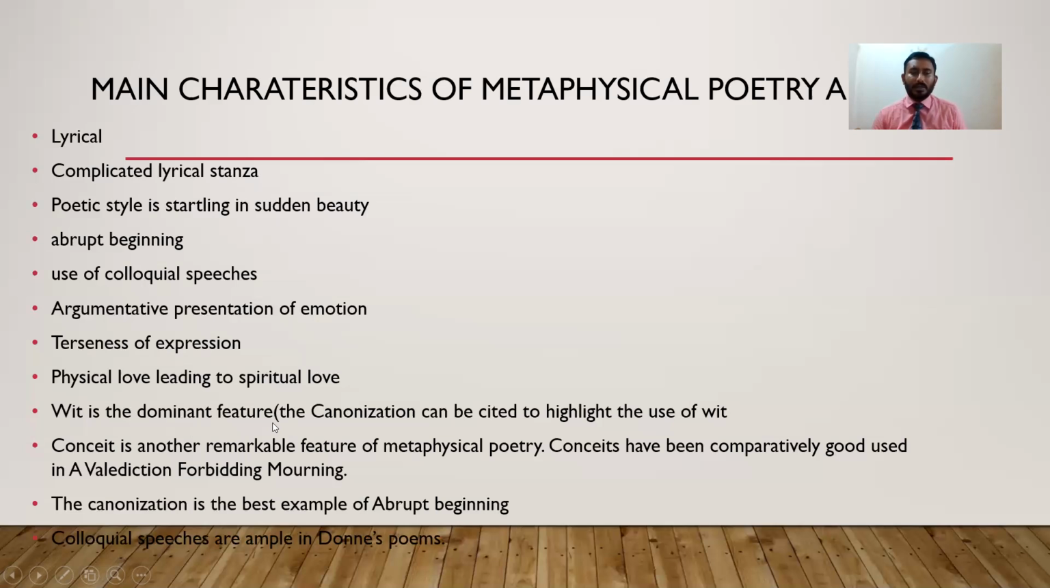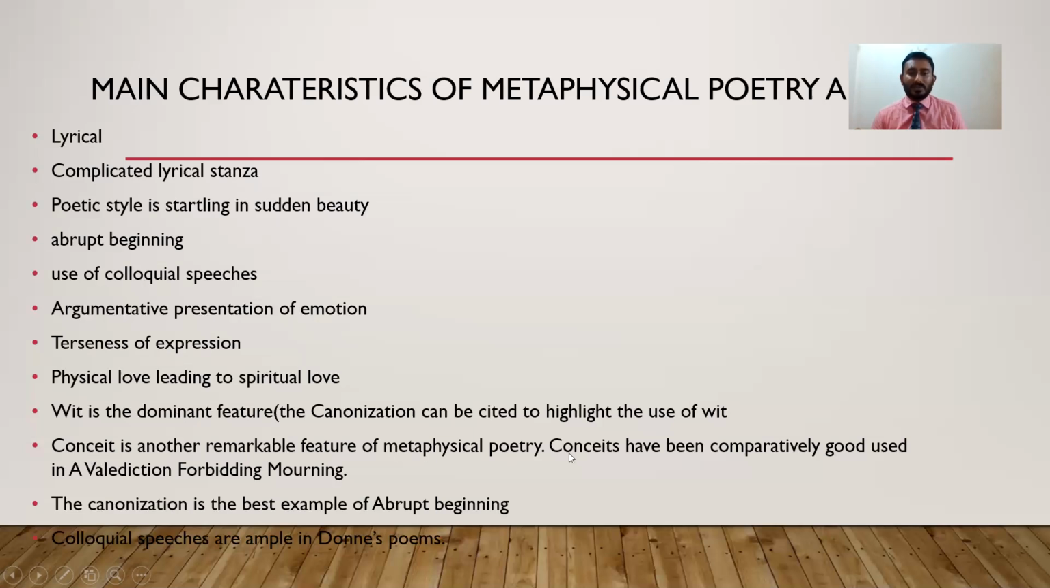Wit is the dominant feature. He uses wit, and it is the quality of Donne. For using conceits, he has to use his excellent wit, and for his witty expressions, he is much admired by John Dryden and also Samuel Johnson. However, now we find that the dominant feature is wit. The Canonization can be cited to highlight the use of wit. If you have already read the poem, you have got the idea about the use of two compasses to show the love of the lover and beloved, and this is an excellent conceit that has been used by John Donne, and it is really very witty.